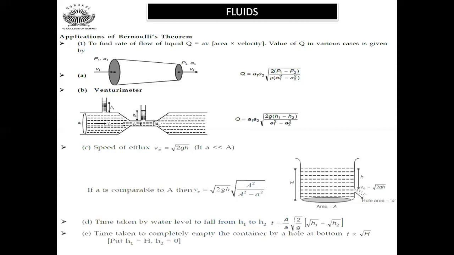The second case is the Venturi meter. So Q will be equal to A1 A2 into root of 2g (h1 minus h2) divided by (A1 square minus A2 square). Then the speed of efflux is given by v equals root of 2gh. So this is fluid outflow.